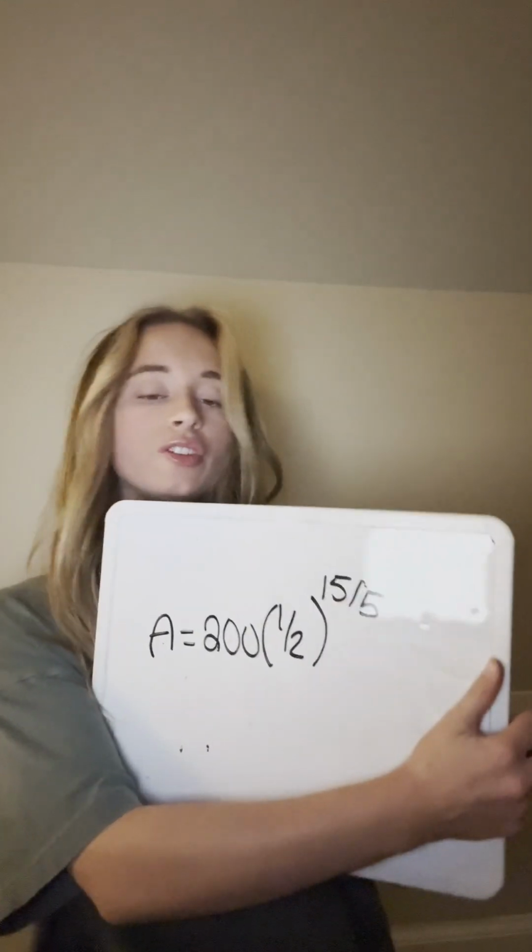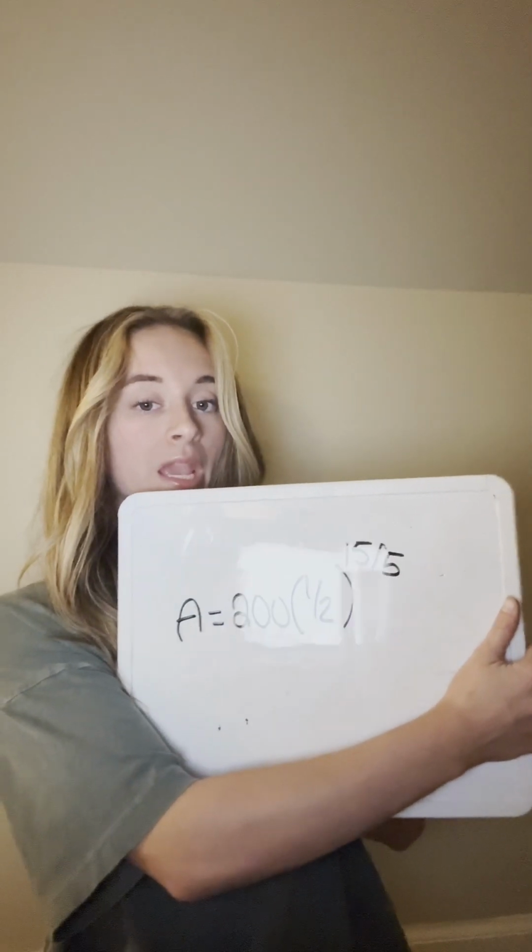This is an easier problem. Let's say we have 200 grams of something, the half-life of it is 5 years, and we're trying to find how much of it remains after 15 years. We don't know the remaining amount, but we do know the initial amount is 200. We're going to put 1/2 in there, and 15 years divided by the half-life, which is 5 years to reach half of it. So this is what it looks like.